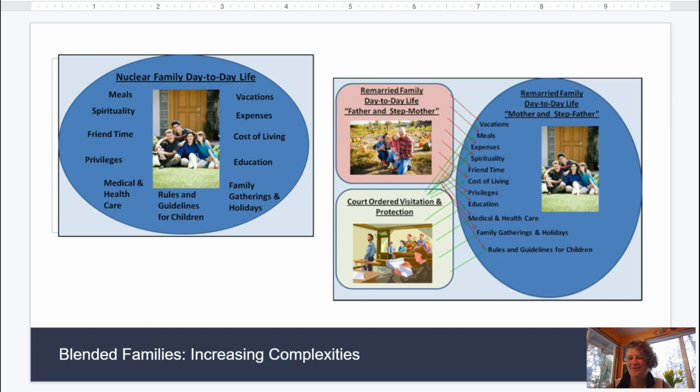But in other ways, it can make things more complicated, and that's why there's sort of this mixed result for children, whether they live in single-parent families versus remarriages. So if you look over at this chart on the left, the nuclear family day-to-day life. Here we're looking at what we like to think of as the typical American family, which of course is not the typical American family anymore.